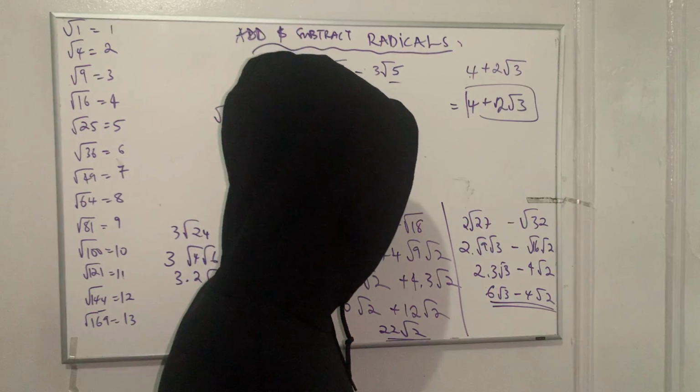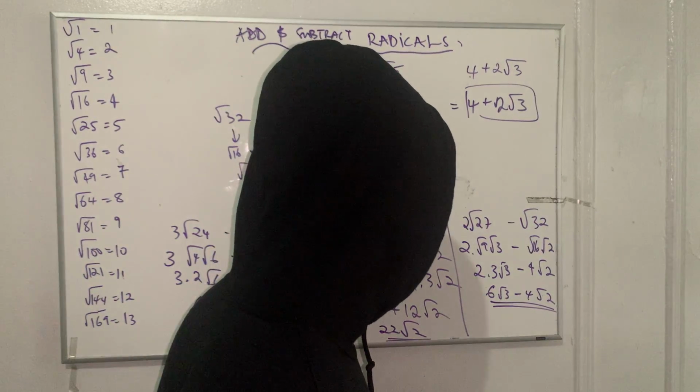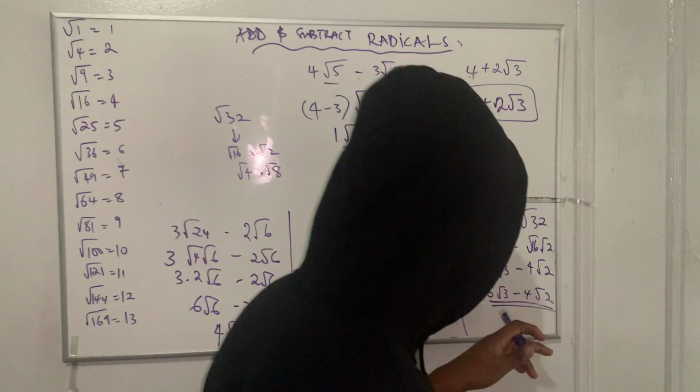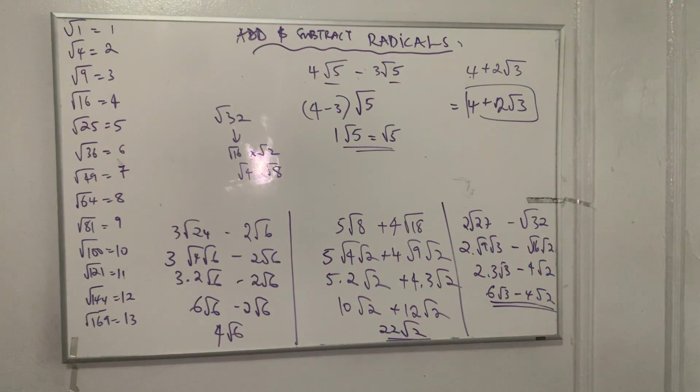But over here, when you finish doing the simplification, there are no like terms. So there's nothing you can do. You can just leave your answer like that, and you are correct. And you are very correct.